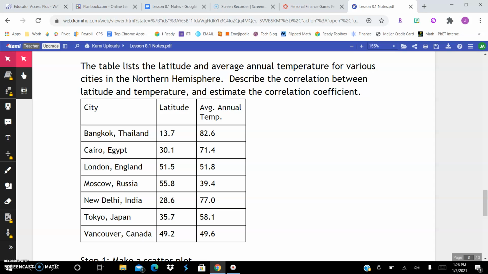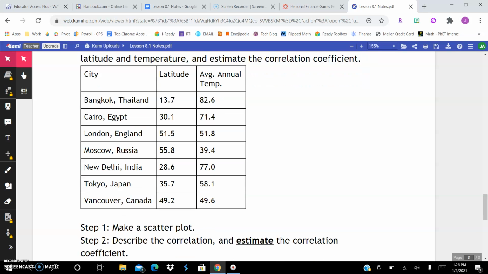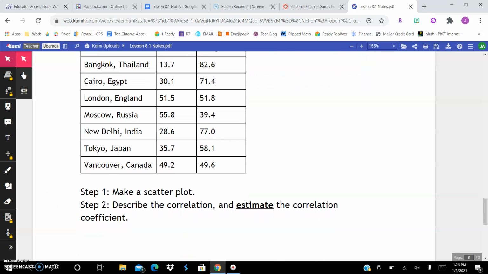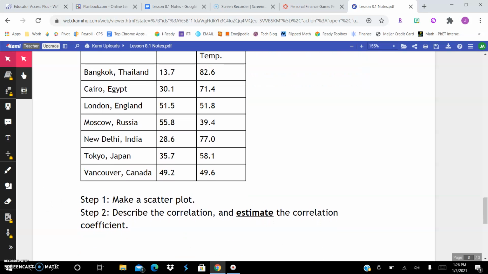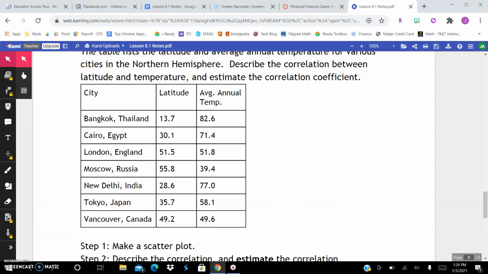So this table lists the latitude and average annual temperature for various cities in the Northern Hemisphere. Describe the correlation between the latitude and temperature and estimate the correlation coefficient. So for step 1, we have to make a scatter plot. And then for step 2, we're going to describe the correlation and estimate the correlation coefficient.